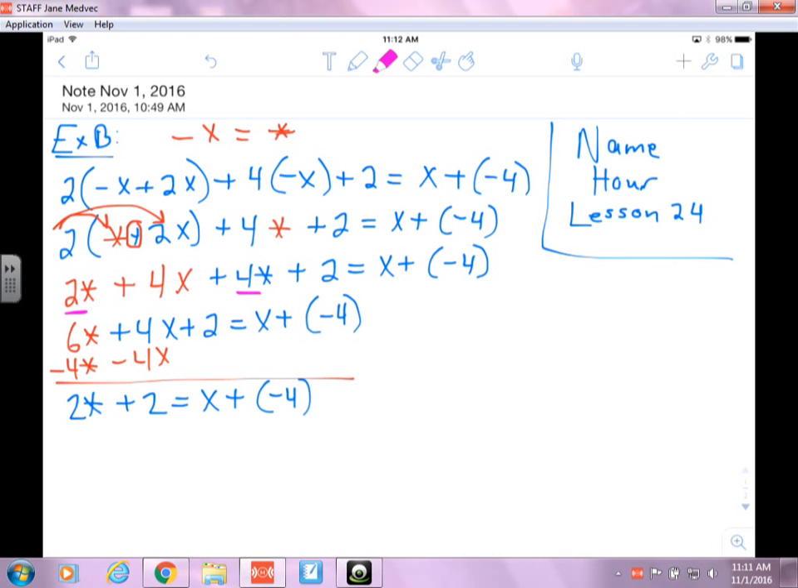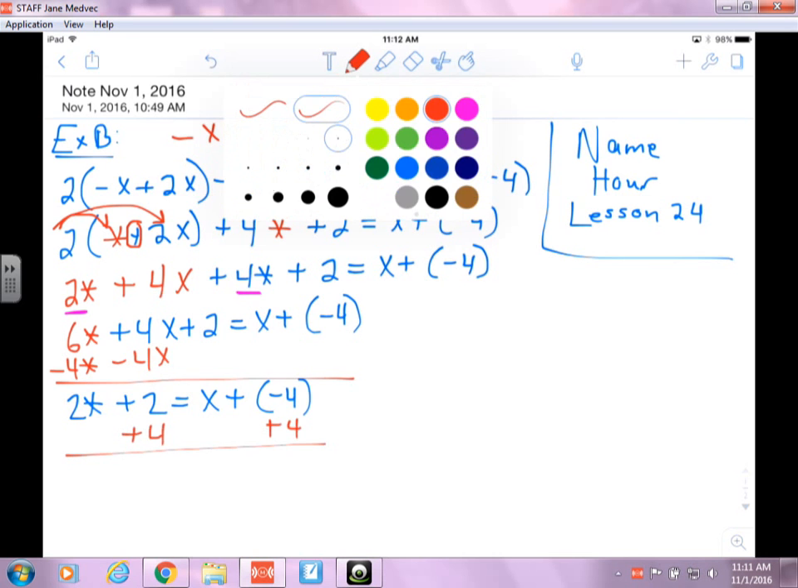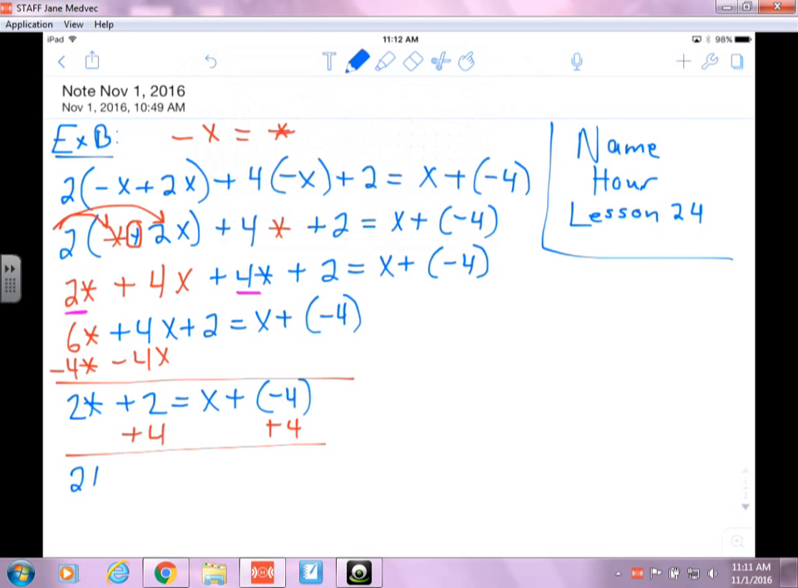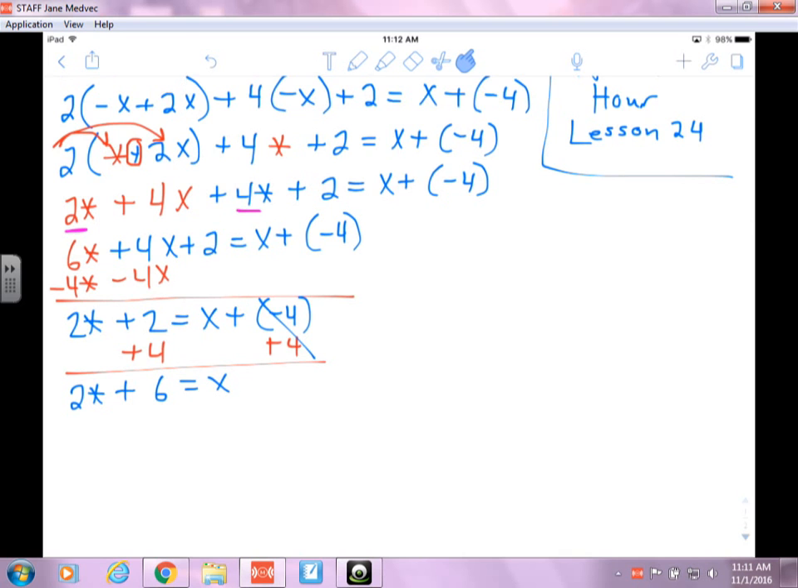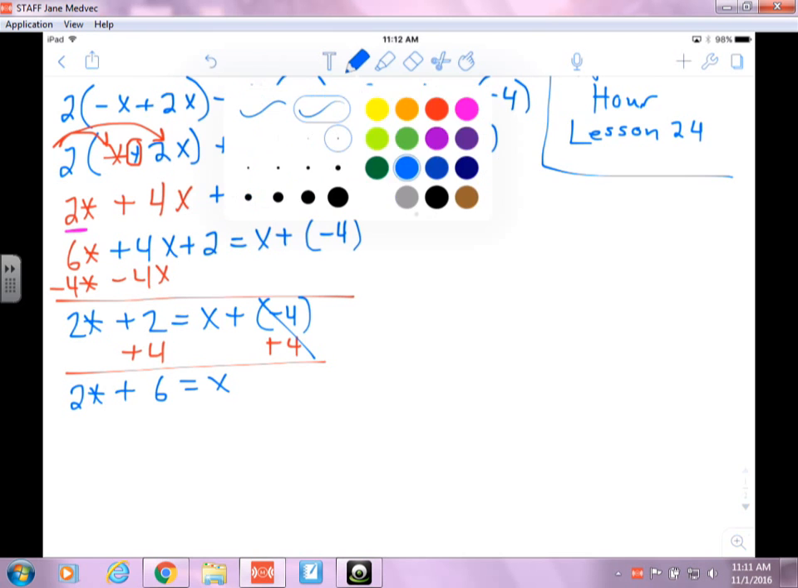What do I do now? Plus 4. We can add 4, sure. So I've got 2 star plus what? 6. 6, excellent, equals x. And those 4s cancel, because one is positive and one is negative. Okay, now, what do I want to get rid of? The 2 star. Can I subtract 2 star from each side? No, I cannot. So I'm going to add what? 2x. Yep.